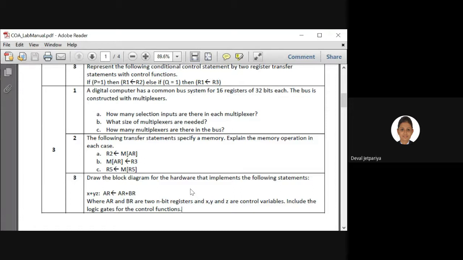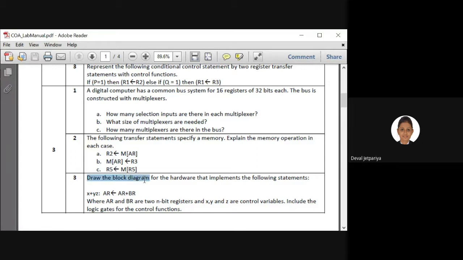Ma'am, do we have to draw the diagram in 1, 2 and 3? In the main third question, we have to draw the diagram, no? Yes, 1, 2 and 3. No. In the first one, you simply need to write down the answers: how many selection lines, what is the size, and how many multiplexers. Here you need to write down the explanation of this one line, what is the meaning of this line, this and this.